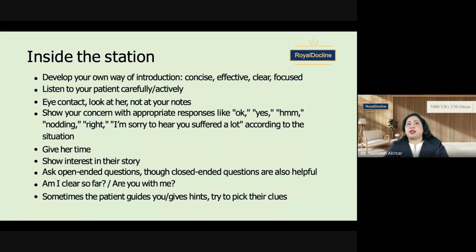Yes. Okay. Yes. Anything else? Yeah. Like all these words, nodding, right. Okay. Gently. These are all the words.